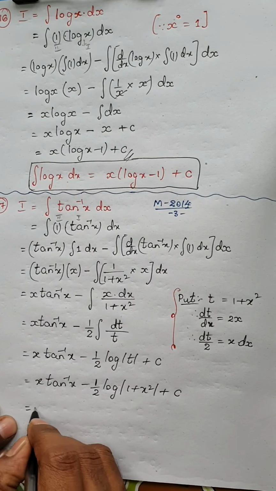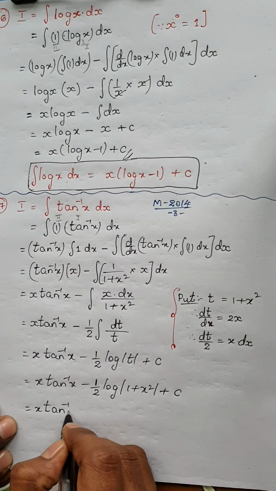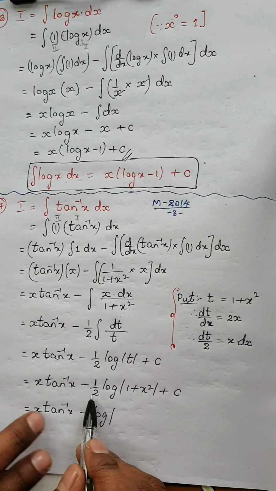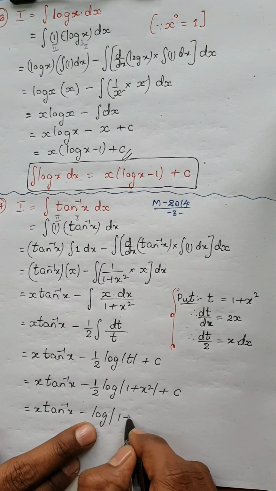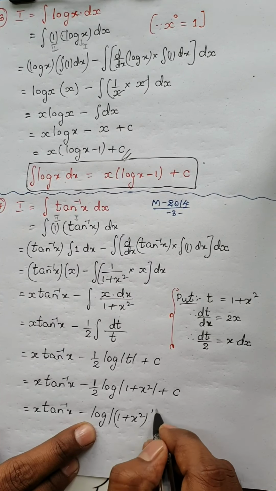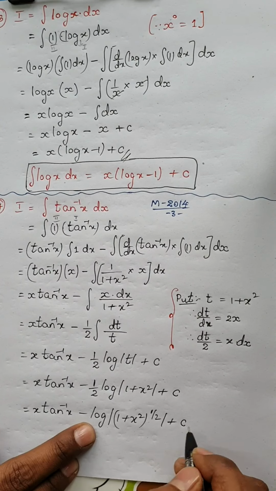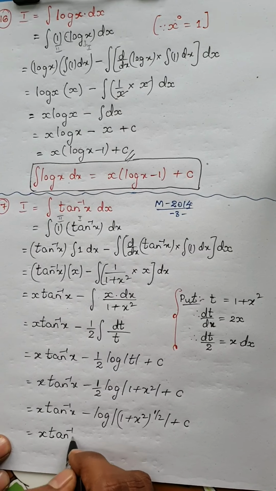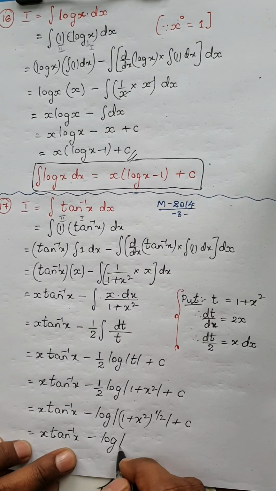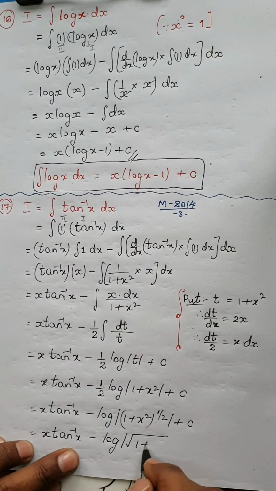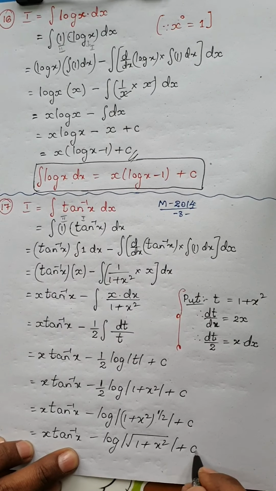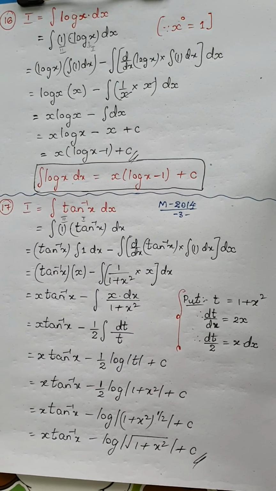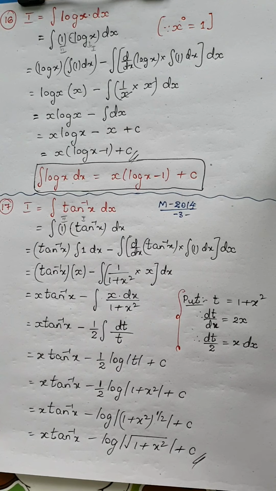If you want, you can further simplify this as x tan inverse x minus, as we all know, log of m power n can be written as n log m. Using it in the reverse way, I can write it as log of 1 plus x square power half plus c. You need not write this step, you can directly write the next step. So it is x tan inverse x minus log of mod, power half is nothing but root, so it's the root of 1 plus x square, plus c, the constant of integration, and this would be the final answer for the above given integral.